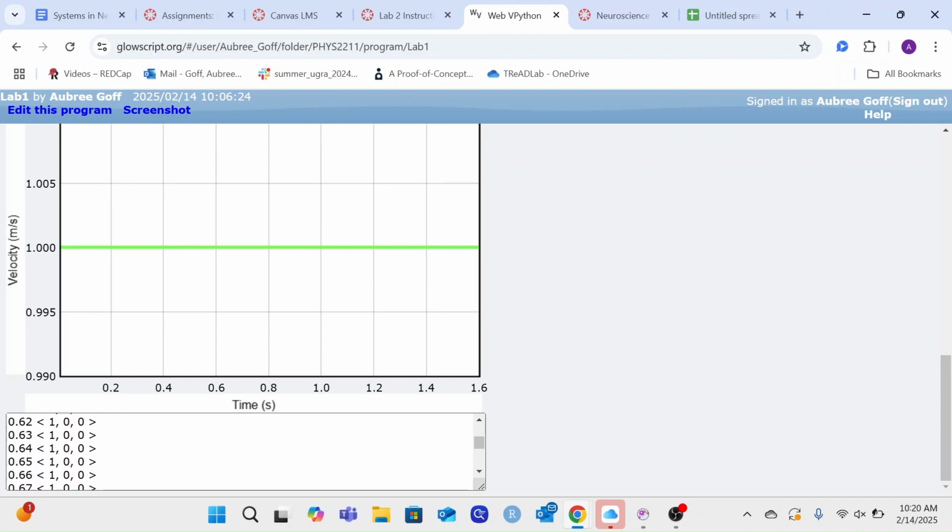This is giving us our time on the left, and on the right is our velocity. And as you see, that's constant throughout the entire movement of our object.